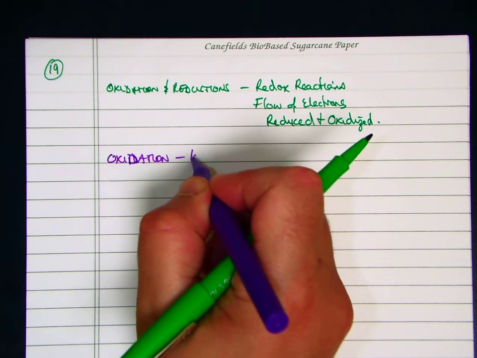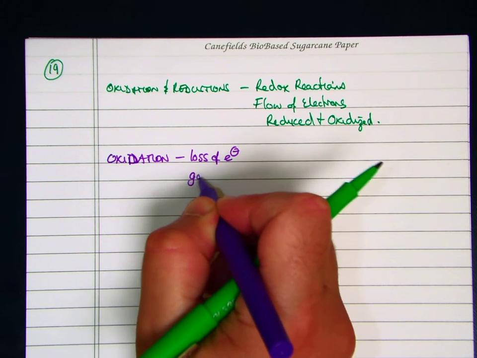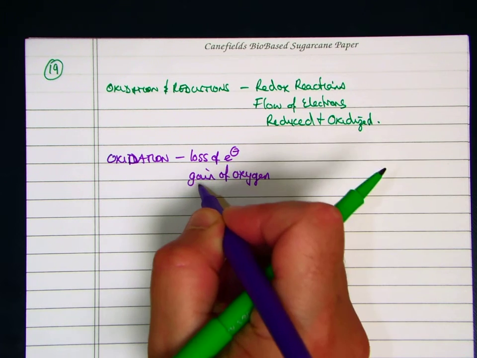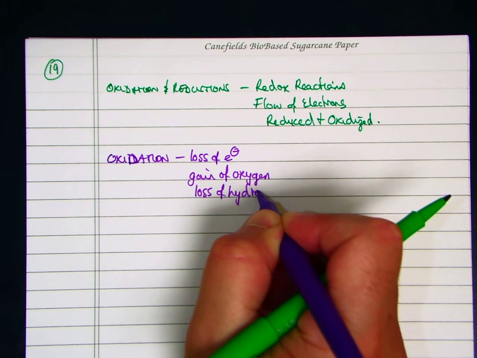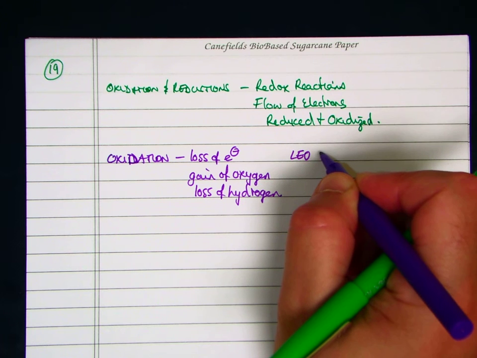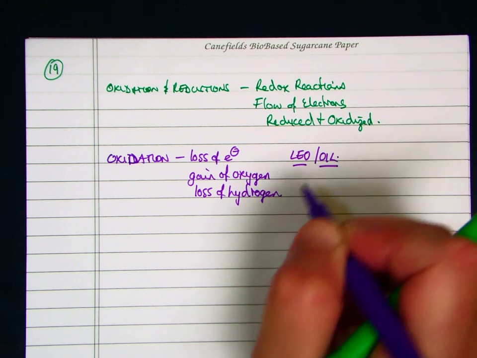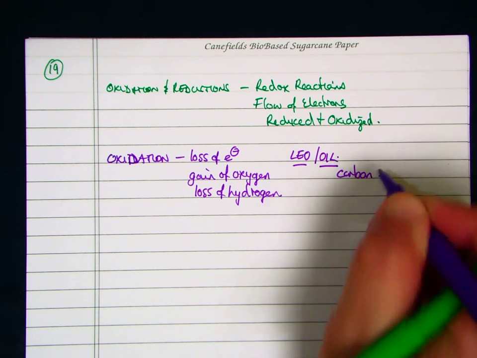Oxidation is the loss of electrons, the gain of oxygen, and the loss of hydrogen. And this is often represented as LEO or OIL. Loss of electrons, oxidation is loss. And we're going to focus mainly on carbon with these reactions.